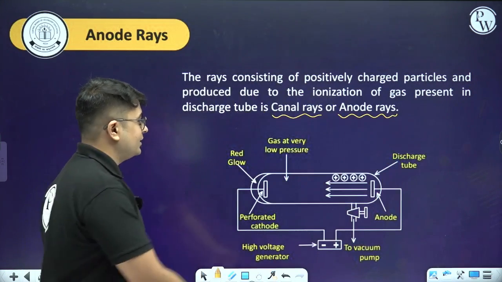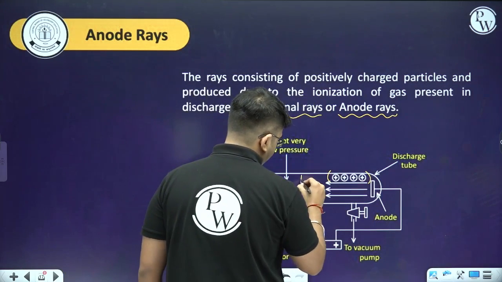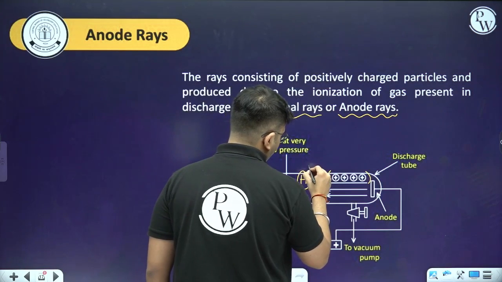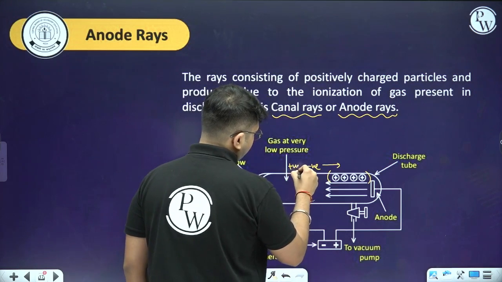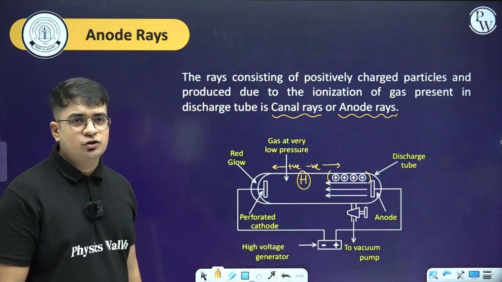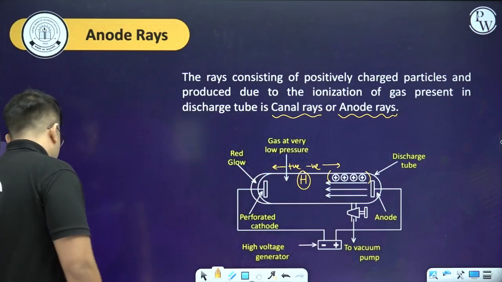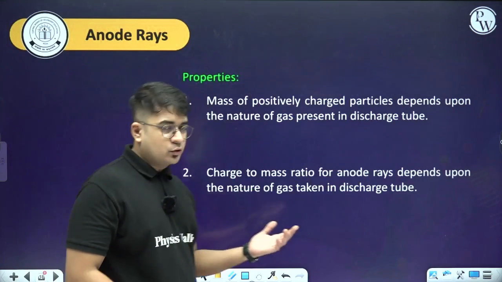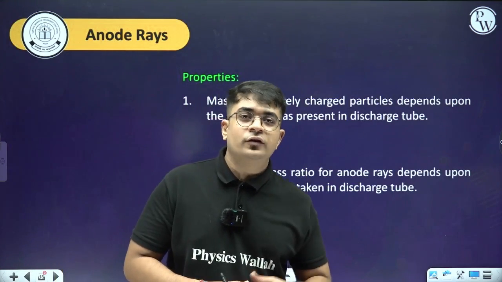These rays have positive charge because, let's say hydrogen is present. After ionization, the negative part is going to move towards this side and the positive part towards this side. So it's nothing but the ionization of gas. That is the only phenomenon happening here. The main part of this gas analysis is slightly different from the properties of cathode rays.